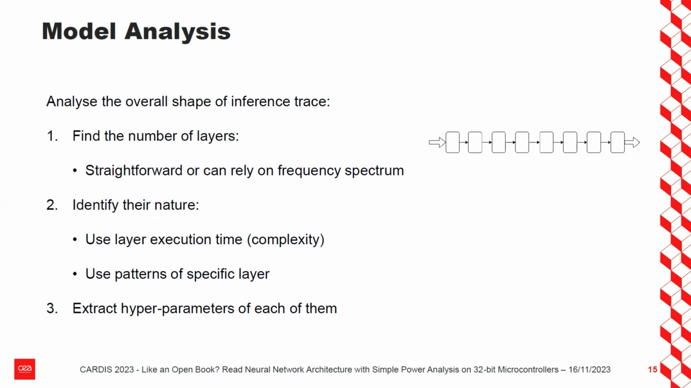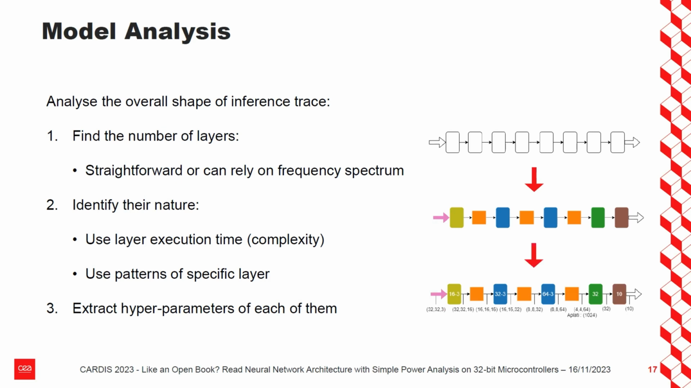Once this number of layers is identified, the point is to get their nature. An attacker could use the layer execution time and the underlying complexity. We're not going to discuss this point in this presentation, but it is in the paper. Another way to identify the nature is to use patterns that are specific to different kinds of layers. And once all layers are pointed out with their nature, the remaining step is simply to perform the proper hyperparameter extraction technique for each layer one after the other, and recover the details about the architecture of the targeted model.